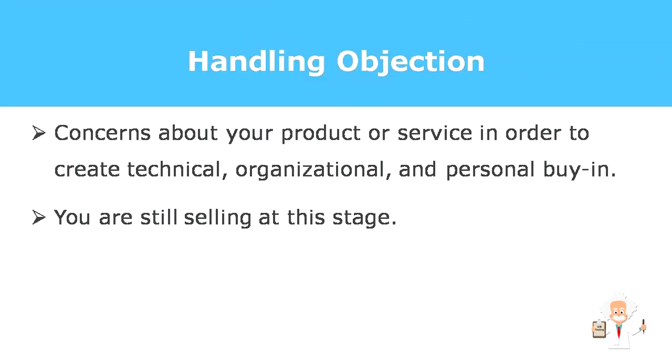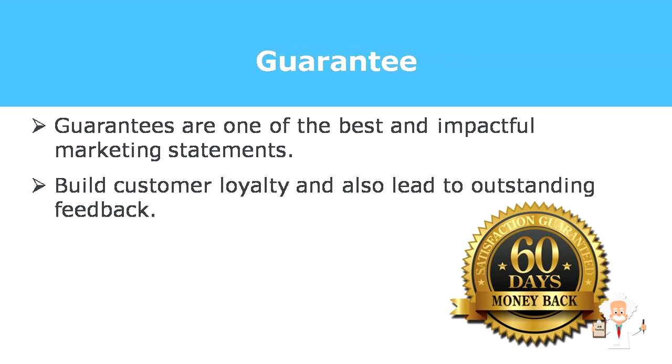Component number 7 is handling objections. In sales copy, you do this by addressing your readers' concerns about your product or service in order to create technical, organizational, or personal buy-in. It's also worth remembering that you're still selling at this stage. Guarantee. So why do so many product vendors give out guarantees to the buyers? Well, guarantees are one of the best and most impactful marketing statements you can make. Guarantees help build customer loyalty and also lead to outstanding feedback.